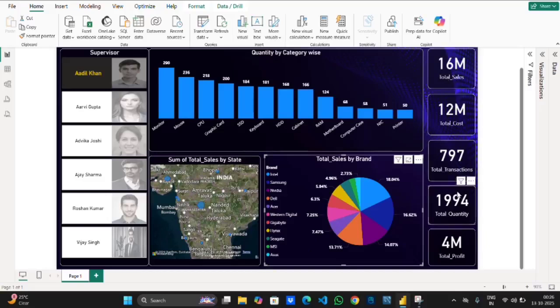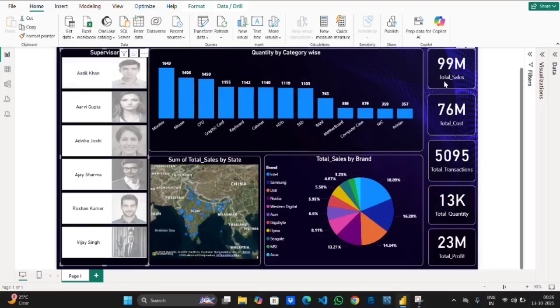Then here are the KPIs. The KPIs show overall business health. Total sales are 99 million with a 23 million profit, giving a profit margin of about 23%. The company had 5,095 transactions and sold 13,000 items, showing consistent sales performance.